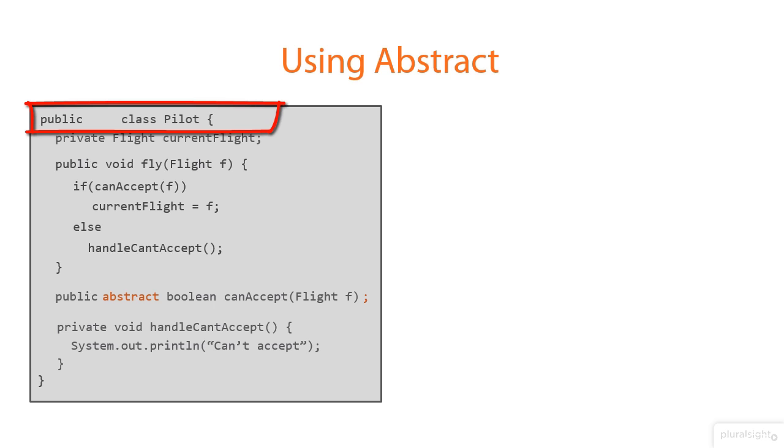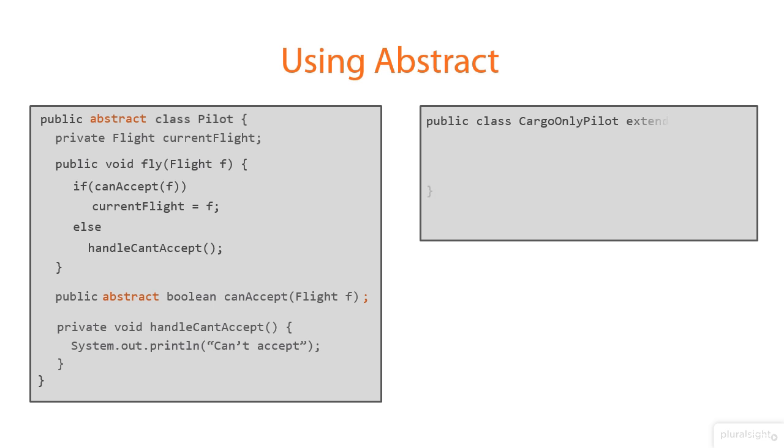So we'll go ahead and mark the class as abstract as well. So when it comes to abstract, if you have an abstract method, you have to mark the class as abstract. It's possible to mark a class as abstract and have no abstract methods, but that's not very common. Normally you'll have one or more abstract methods in any abstract class. So now the way we work with this, let's go ahead and define a pilot we'll call our cargo only pilot. That extends our pilot class. Because it extends our pilot class, it has to provide an implementation for canAccept.